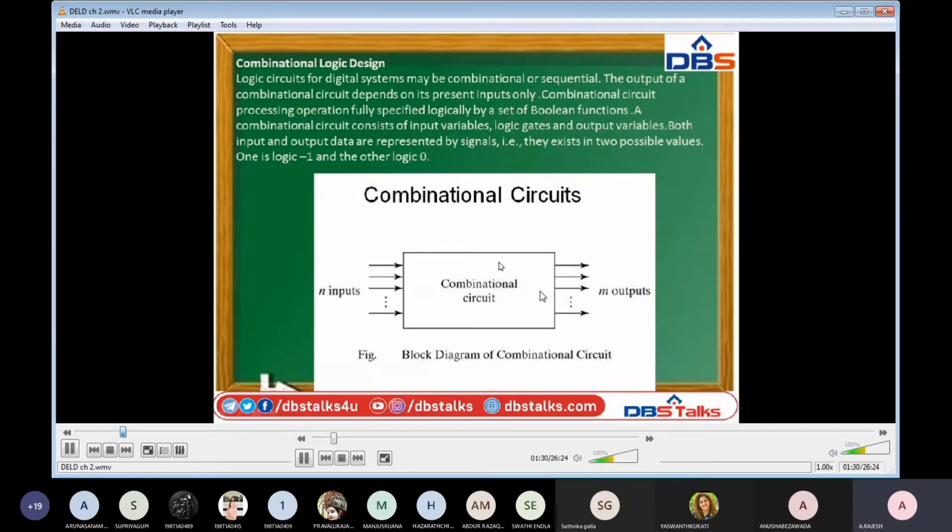We make this combinational circuit with some logic gates, and it has proper inputs as well as outputs. These inputs are given to the logic circuits present within the combinational circuit, and the outputs are given through these circuits. Both input and output data are represented by signals, that is, either logic 0 or logic 1. There are only two possible signals, logic 0 or logic 1.